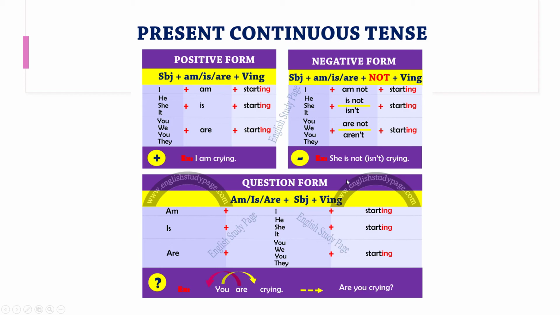First, the verb to be, then the subject, and finally the verb with the ing form. Look, am, is, are. Then I, he, she, it, you, we, you, they. And the verb with the ing form, starting. So look at the example. Are you crying? So in this case, you have to change the verb to be and the subject, and you're going to write are you instead of you are. Are you crying is the question form.